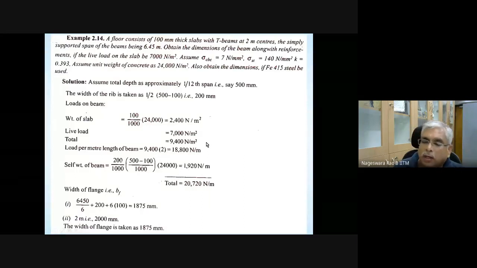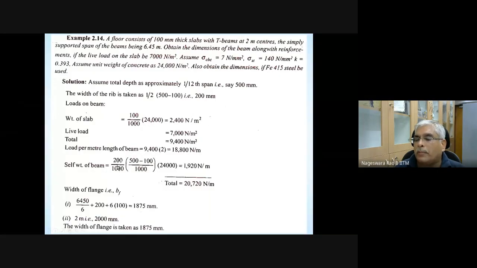This is the total load per unit area. How do I get it per meter? Because I am designing a beam, I want the load per meter length. So this load multiplied by the center to center distance between the beams gives me the load per meter length of beam. Now the self weight of the beam. How do I get it? Self weight of the slab is already accounted for here. Self weight of the beam is the width of the rib multiplied by the depth of the rib multiplied by the density of concrete, and I get it in Newton per meter.